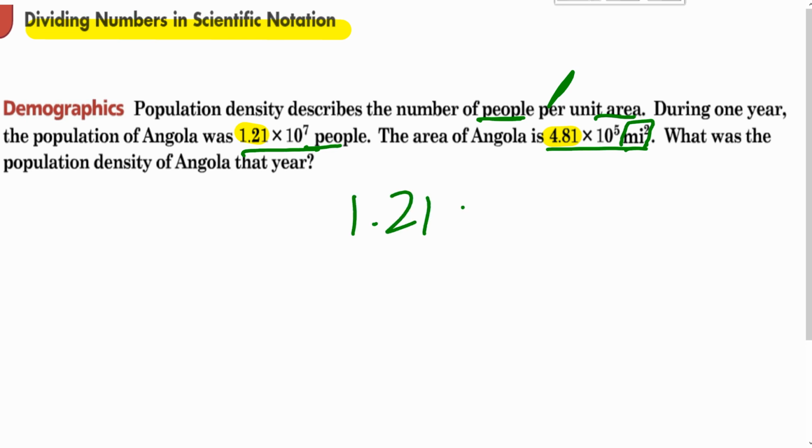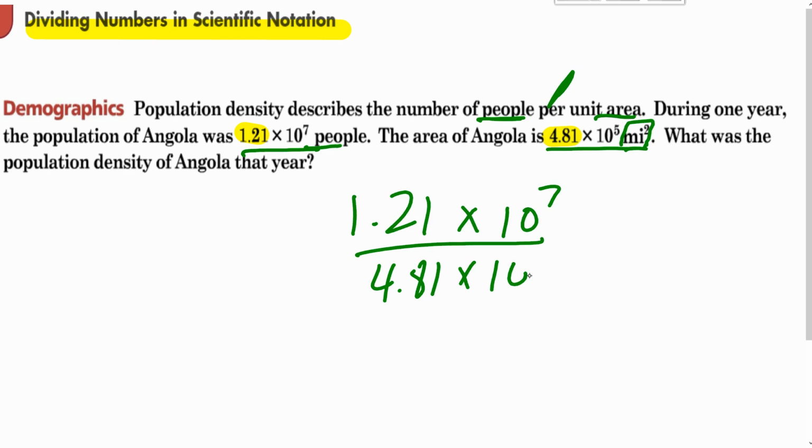So we have 1.21 times 10 to the 7th all over 4.81 times 10 to the 5th. Well, I don't know off the top of my head what 1.21 divided by 4.81 is, but just like multiplication, when we multiplied these, we just multiplied these coefficients.